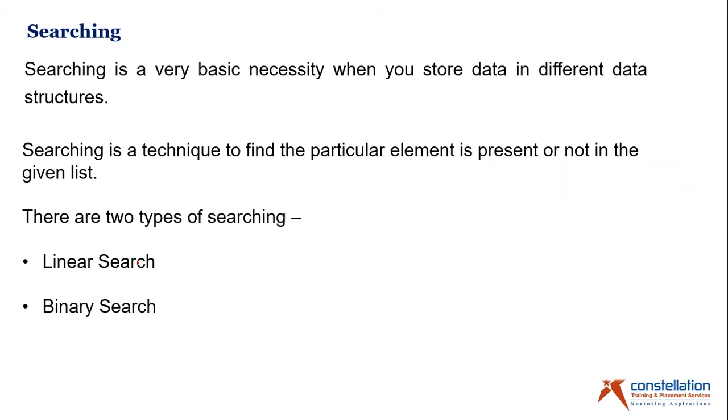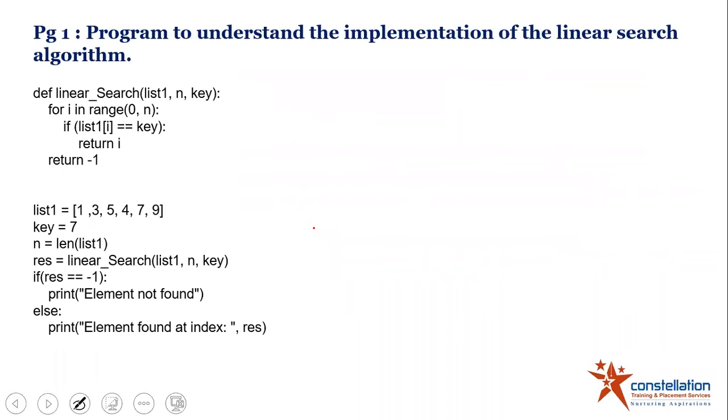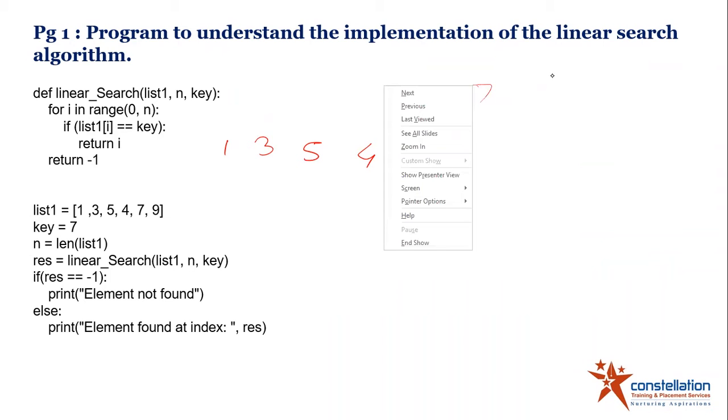Okay, so linear search, as the name suggests, what you do is that you are going and checking linearly. Let me explain it to you through an example. Let's suppose that you have elements like 1, 3, 5, 4, 7 and 9. So what you do is that you start from the first position. Let's suppose that you are searching for 7.